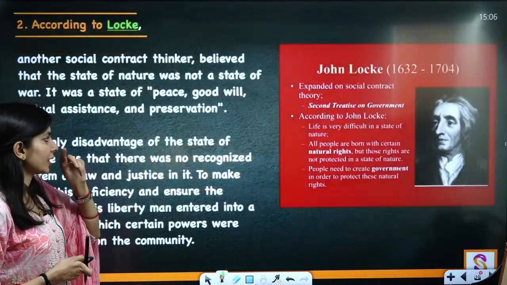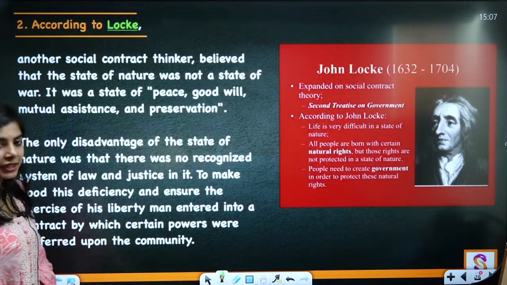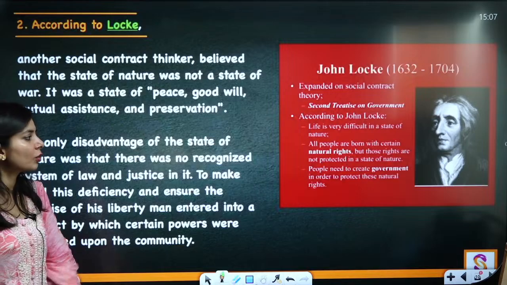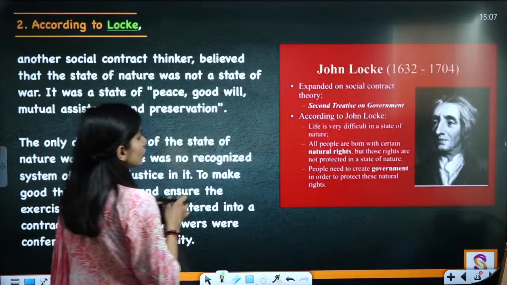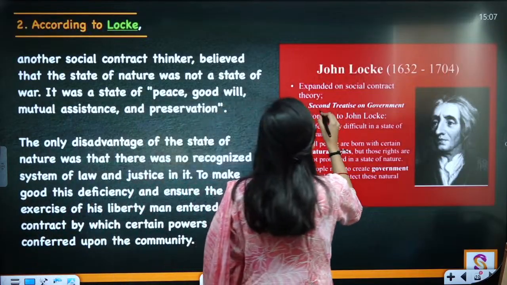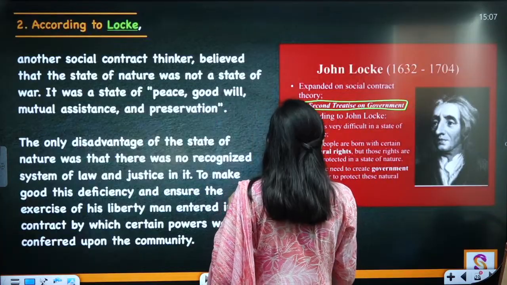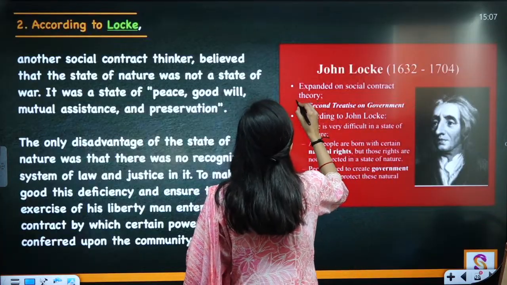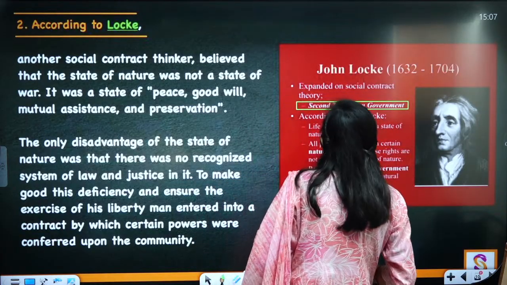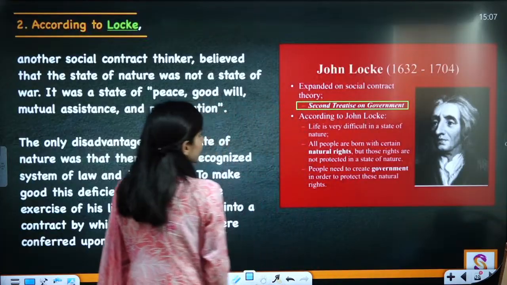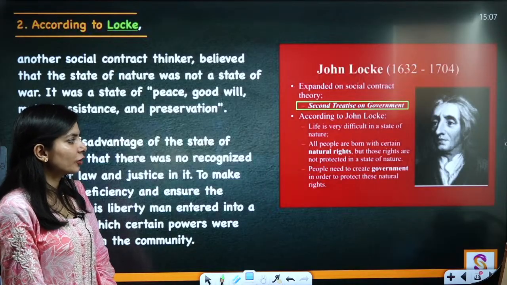Fine. Okay. Now next, the second one, as specified by Locke. So it's John Locke. John Locke has provided his study, the Second Treatise on Government. This is what he had specified. So according to him, life is very difficult in a state of nature.